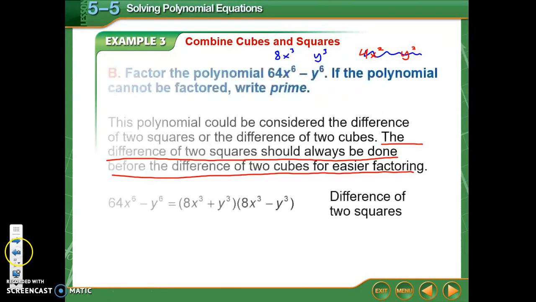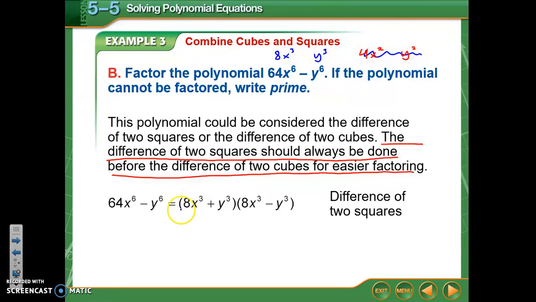And then, sorry, let's look at this one more time. Notice that now this is the sum of perfect cubes. The cube root of 8x cubed is 2x. The cube root of y cubed is y.